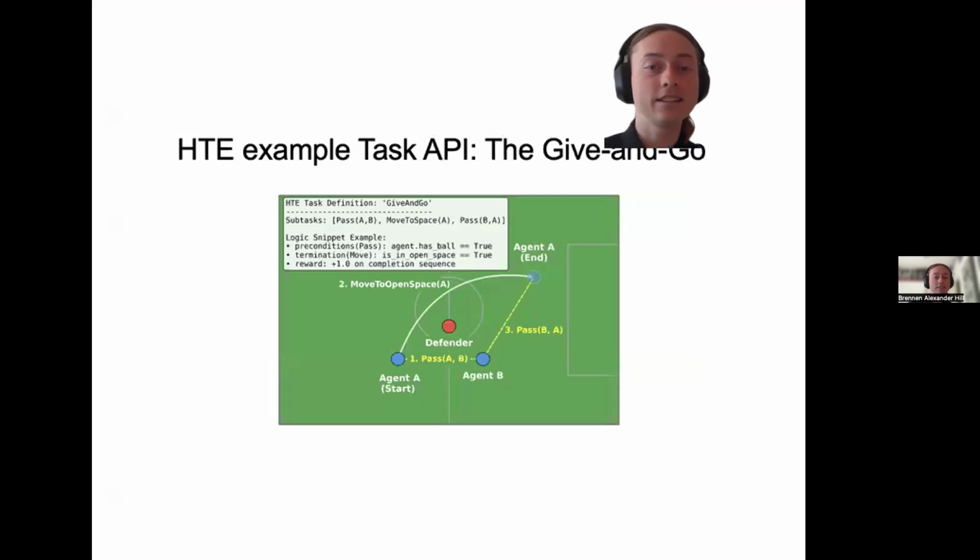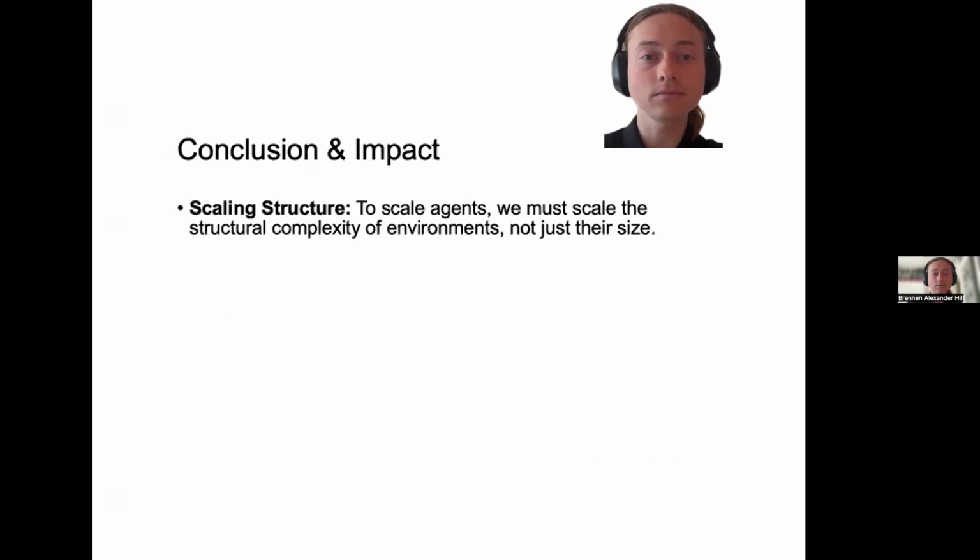Here is a concrete example of what that task API looks like for a give-and-go. The system defines specific subtasks: pass A to B, move A to open space, and pass B back to A. We define logic snippets for preconditions, like checking if the agent has the ball, and termination conditions, like verifying the agent has reached open space. This turns abstract strategy into concrete code-level objectives.